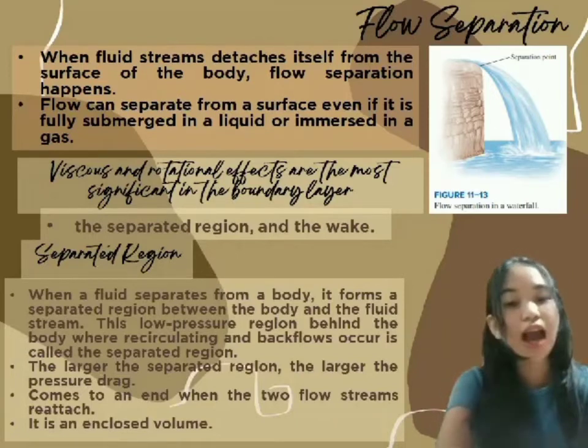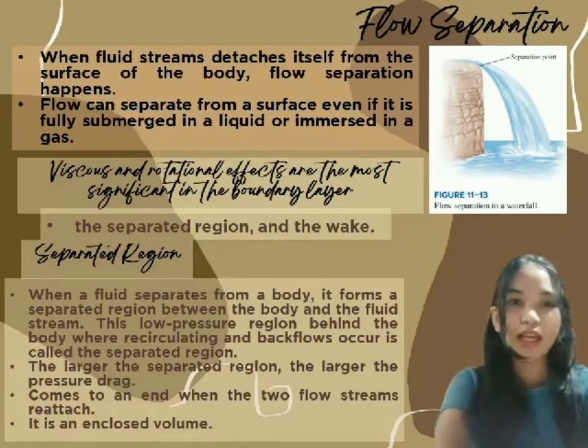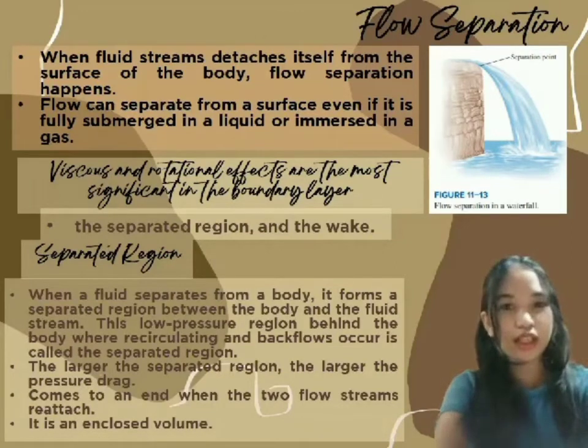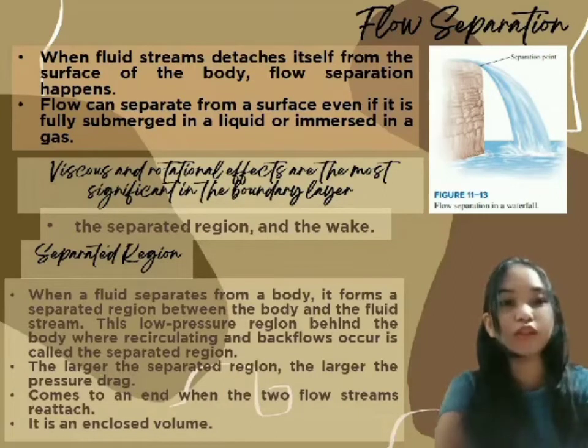At sufficiently high velocities, the fluid stream detaches itself from the surface of the body. When the fluid's change in velocity, either in magnitude or direction, is too great for the fluid to attach to the solid surface, flow separation, also known as boundary layer separation, takes place.